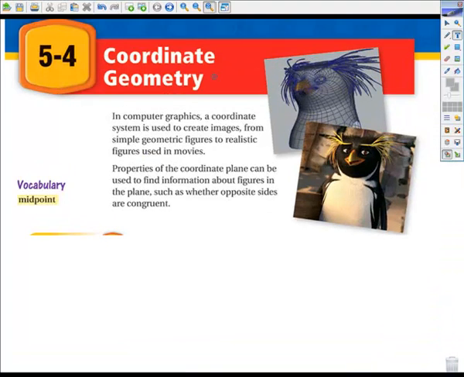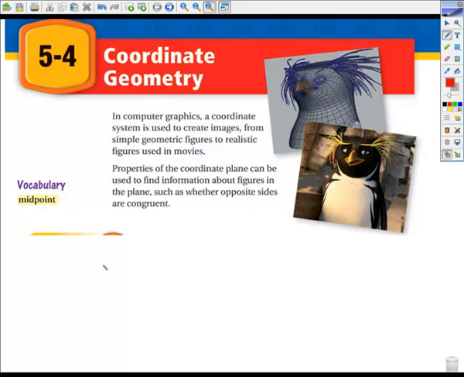Lesson 5.4 deals with coordinate geometry, so we're going to be looking at some points in a plane. And this is really kind of cool. In computer graphics, so some of you actually might want to be a graphic designer someday, a coordinate system is used to create images from simple geometric figures to realistic figures that are used in movies. If you look at this penguin over here, you can see it is somewhat of a warped looking XY axis. There's an XYZ axis in here, which you'll learn about in higher level math. But they've taken this computer graphic and they've generated it to make this realistic figure in the movies.